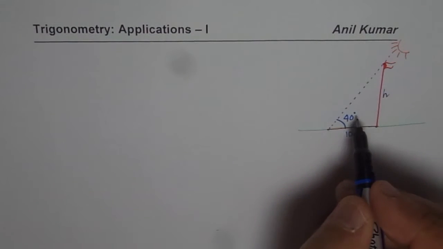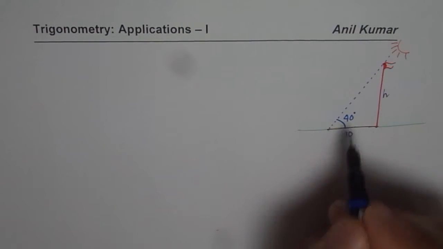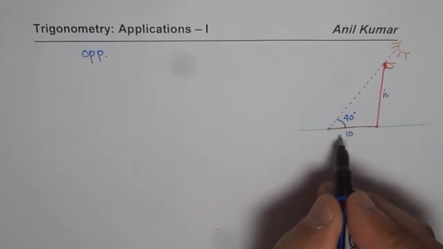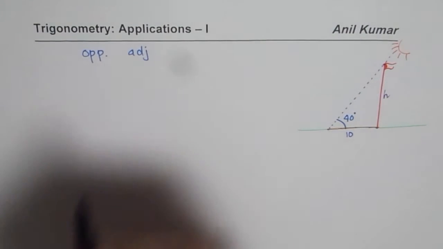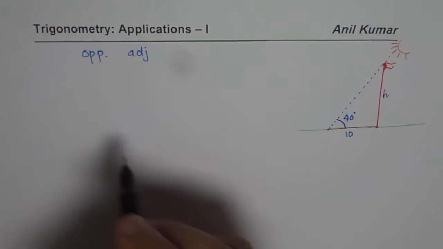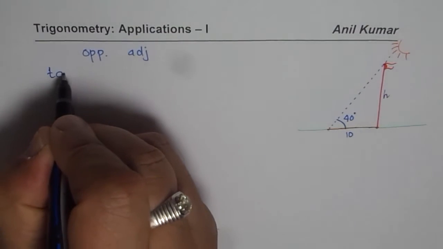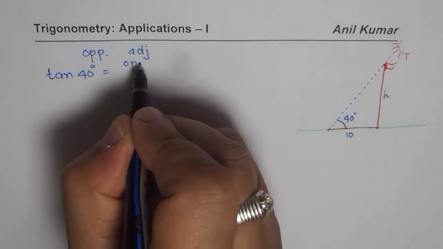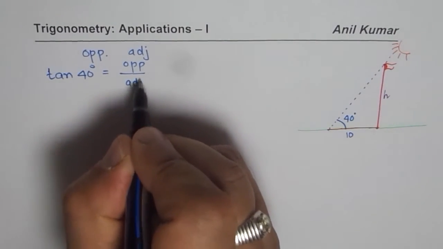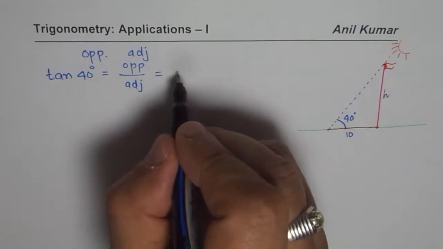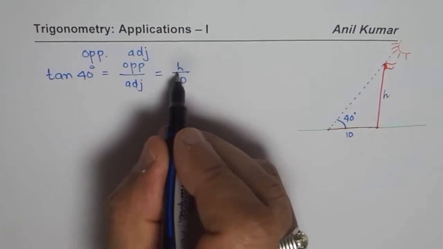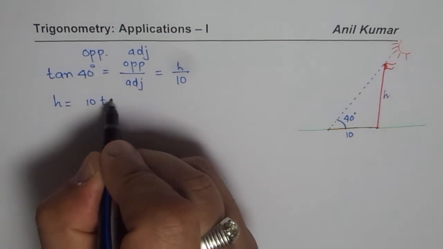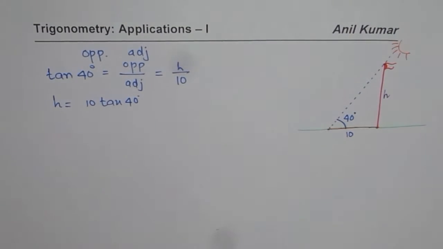So height is the opposite side of the angle given to us. In this particular case we know the opposite side, and we also know the adjacent side. Since we know opposite and adjacent, I can use tan. So tan of 40 degrees is opposite over adjacent. Let me write here, opposite over adjacent. So tan of 40 degrees is h over 10. And from here, cross multiplying, I get h equals 10 times tan of 40 degrees.